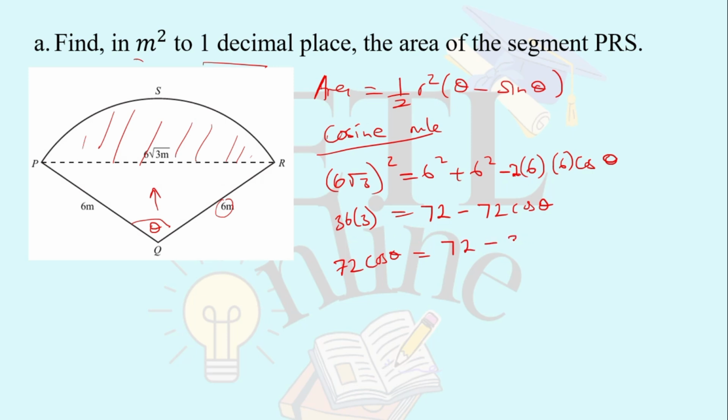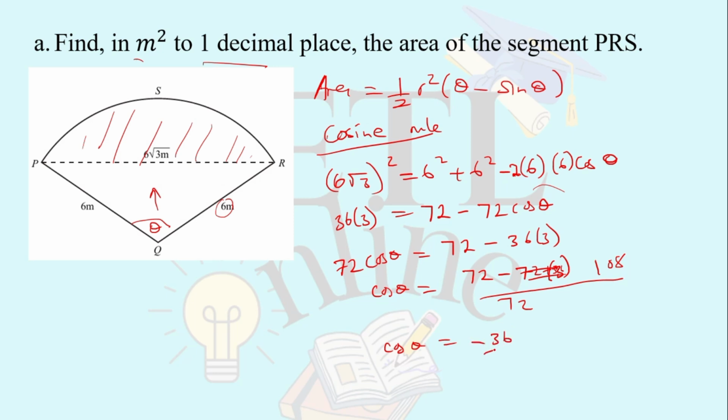Let's just put it like this, 36 times 3. We just punch it on the calculator. So cos theta is equal to 72 minus 108 over 72. Here you can see the answer is 108. So this means that we are going to get cos theta is equal to 36 minus 36 over 72, which is going to give us a minus half.